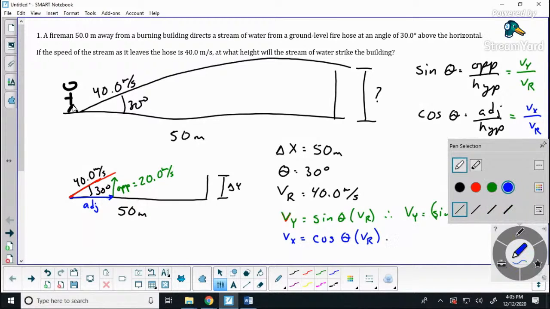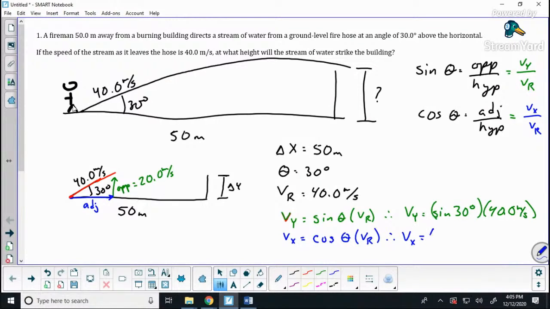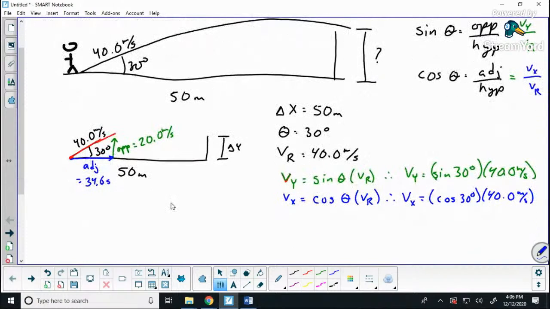When I solve for my velocity in the x, velocity in the x would equal cosine of 30 degrees times that same velocity of the resultant of 40 meters per second. And what I find is that my velocity in the x is 34.6 meters per second. So I've got my two velocities. And now what I can do is start looking at kinematic equations and figuring out how I can use all of this information that I've been given and have so far calculated.